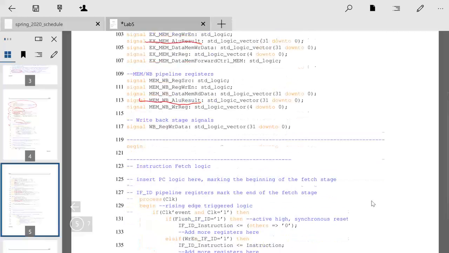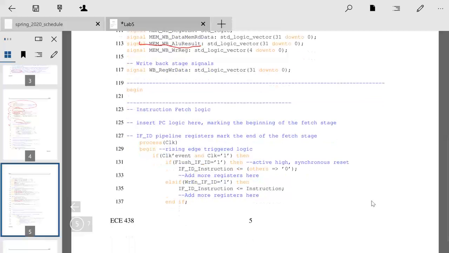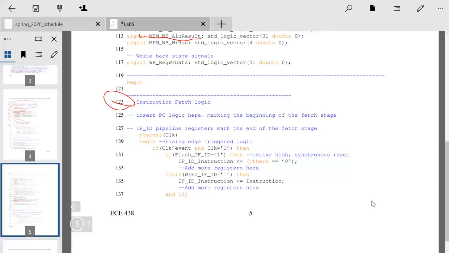Okay. So then we have the begin statement. After the component and signal declarations, we have a begin statement, and that starts the actual logic. At line 123, I just tell you, hey, here's your instruction. I have a comment that says this is the instruction fetch logic. And then at 125, I say, go ahead and insert your PC logic here, marking the beginning of the fetch stage.